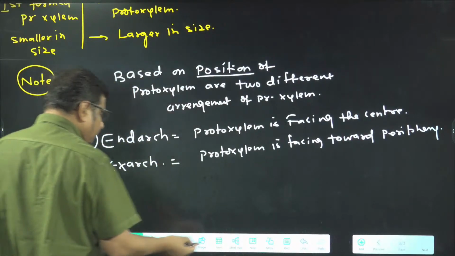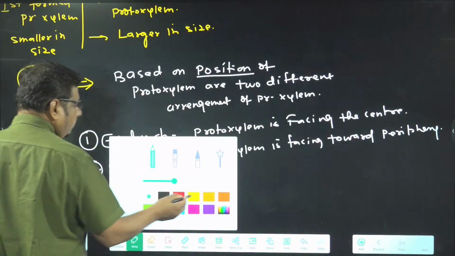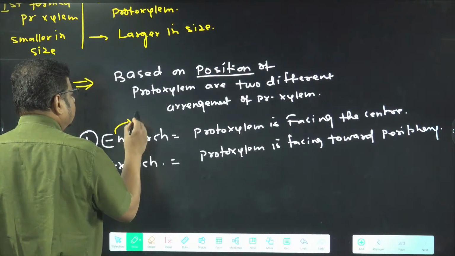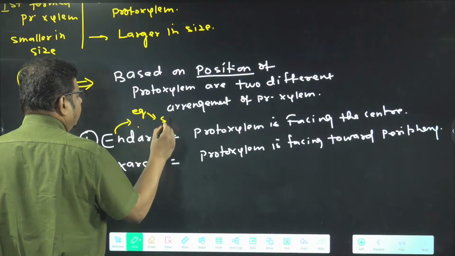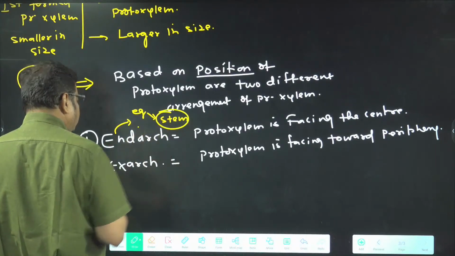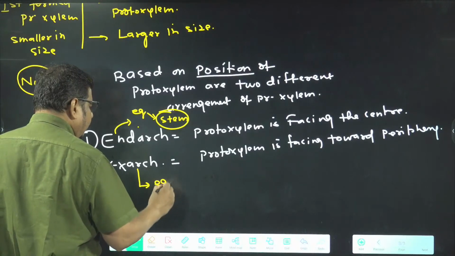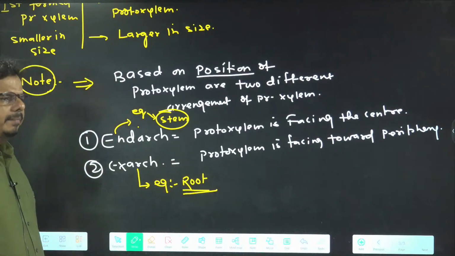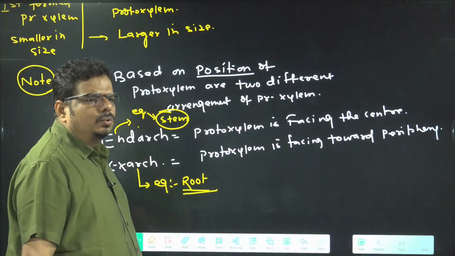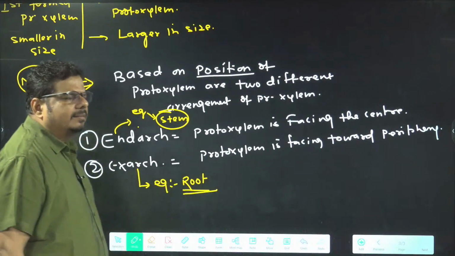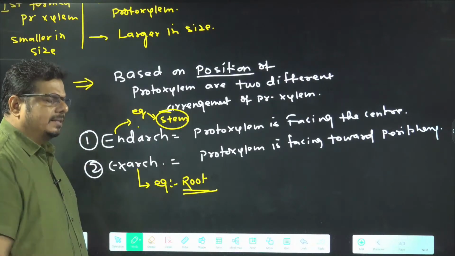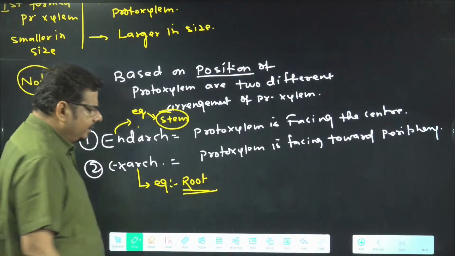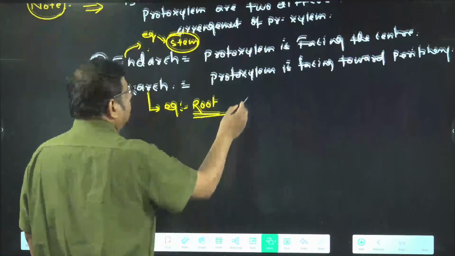If you talk about endarch arrangement, where do we find it? An example of endarch arrangement we find in a stem. And for exarch arrangement, what example do we find? In root. So endarch arrangement is present in stem and exarch arrangement is present in root. Look at both arrangements through a diagram, so you get a better picture of how protoxylem is toward the center and how protoxylem is toward the periphery. So I am drawing a diagram here for it.